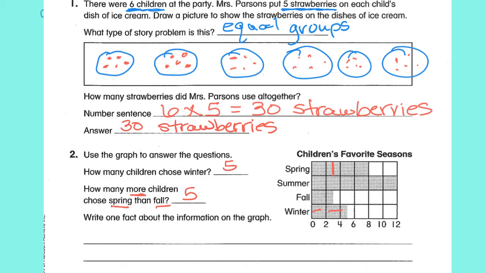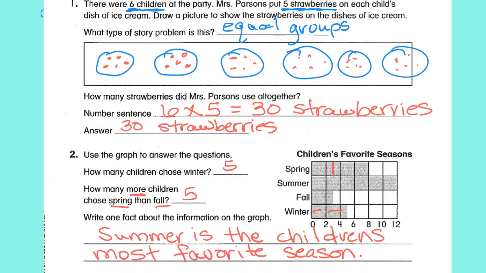And down at the bottom it says, write one fact about the information on the graph. So one thing we could say is that summer was the children's most favorite season. Now you could say something else, whatever you would like about that graph, but that's just one option that I chose.